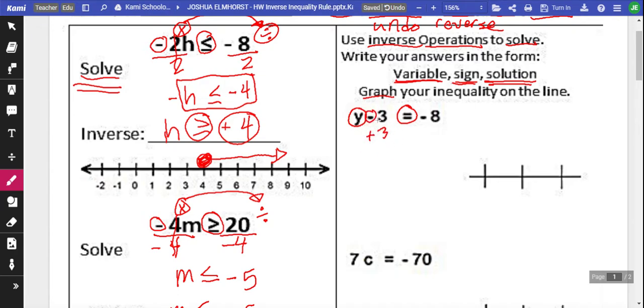All right, the opposite of subtracting is going to be adding. So that's going to cancel on the left side. So we have y is equal to, so bring that down. And then we have -8. And then we're going to go 1, 2, 3. We're going to go +3. We're going to go 1, 2, 3. And then we're going to end up at -5.